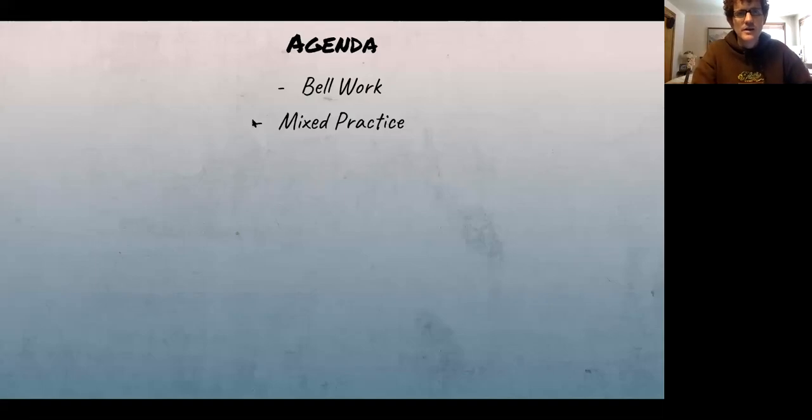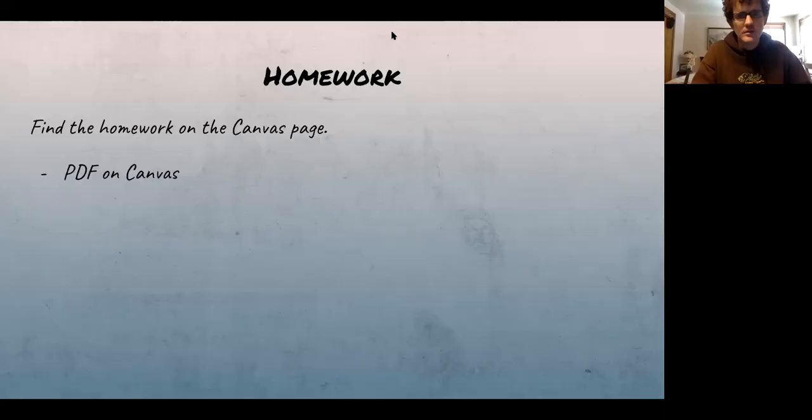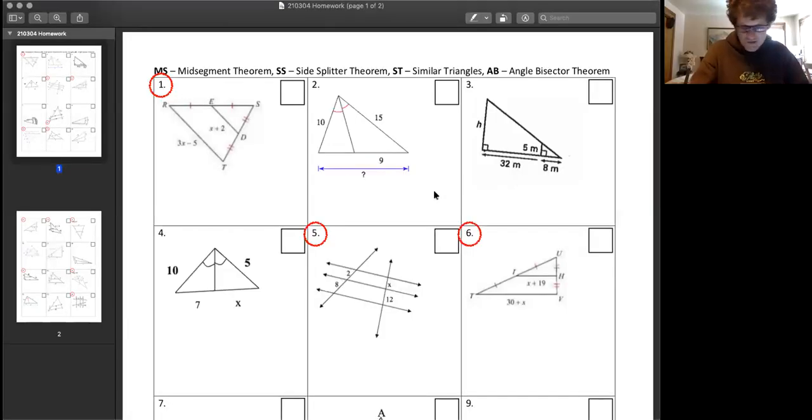So yeah, we can see mixed practice. We're just going to be looking at what we do when you're looking at a diagram and you could use either one of those theorems, and we need to determine which one is appropriate for this particular problem. So you can see there's just a PDF on Canvas that you're going to be working on tonight. And I will go ahead and pull that up, which looks like this.